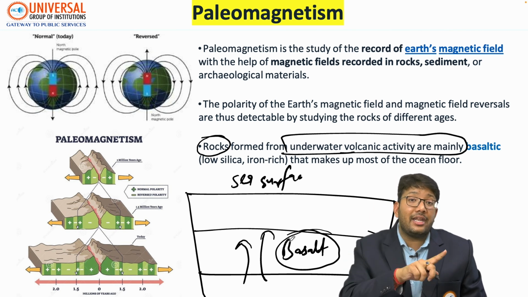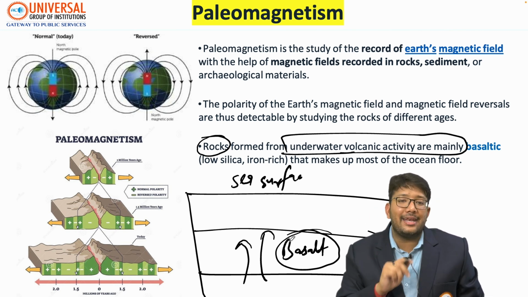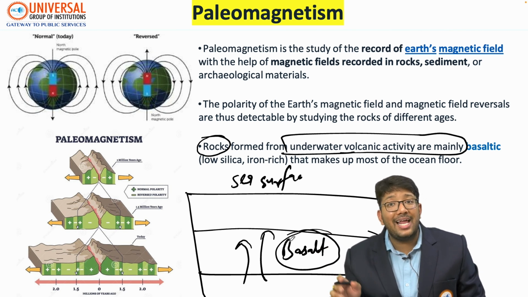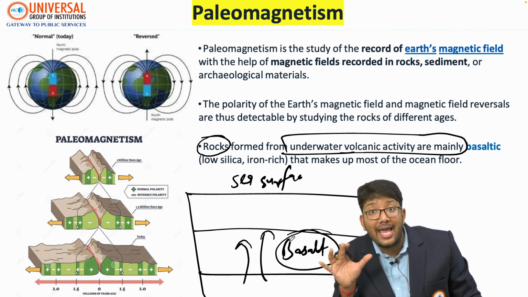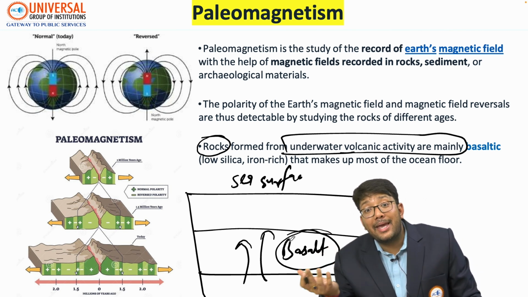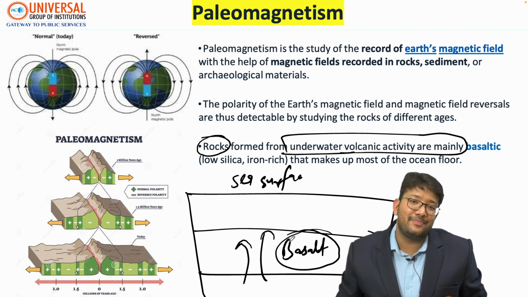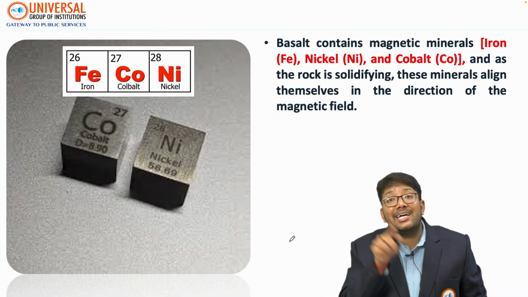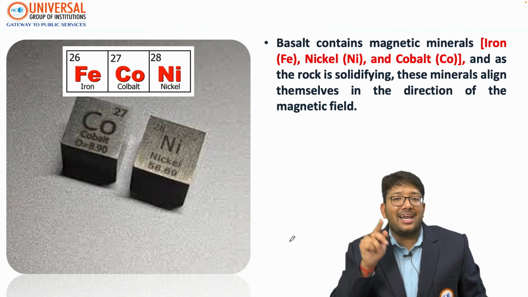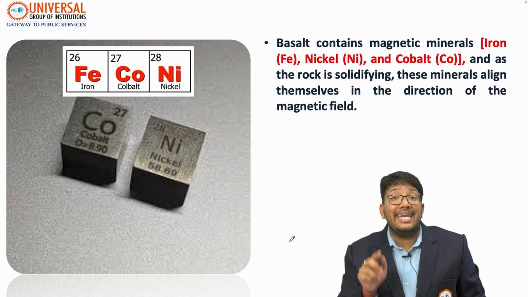And the continental rock is granitic. This basaltic rock is low in silica and iron rich. Iron means the magnetic properties are very high. That makes up most of the ocean floors. So this basalt contains magnetic minerals like iron, cobalt and nickel.